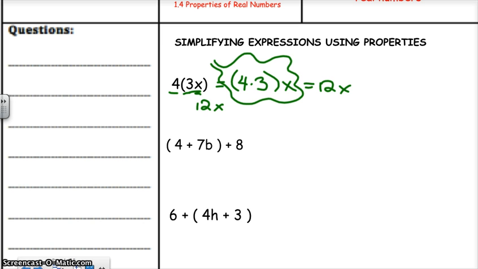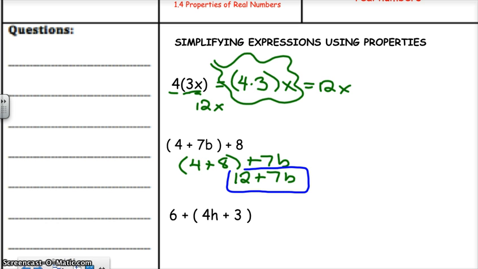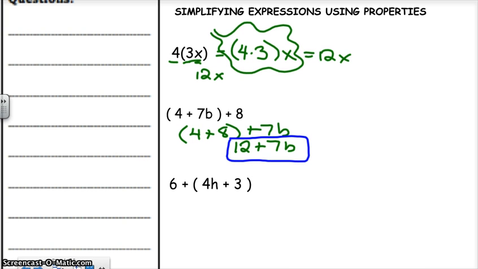4 plus 7b plus 8. Again, I can apply associative and commutative property here. I can add together, it's really like terms, but I can regroup this as 4 plus 8 plus 7b. 4 plus 8 is 12 plus 7b. Now, refresher, we haven't done any simplifying expressions with like terms. I can't add them together. They are not like terms. 12 would have to have a b on it in order for it to be 19b. It is just 12 plus 7b.